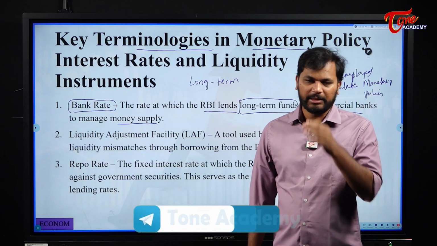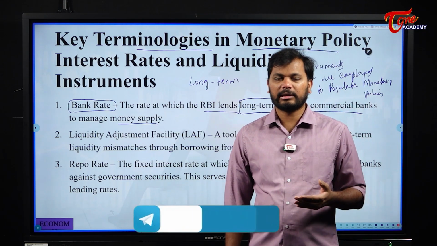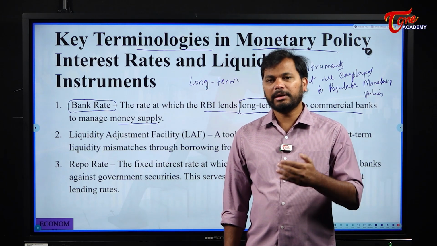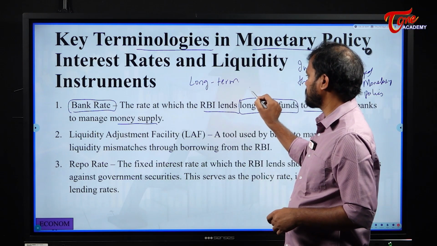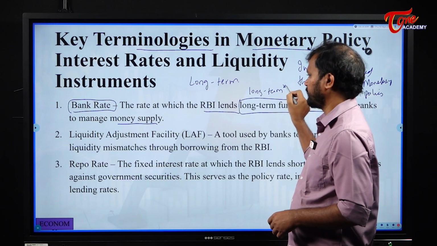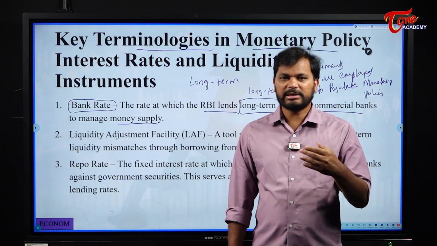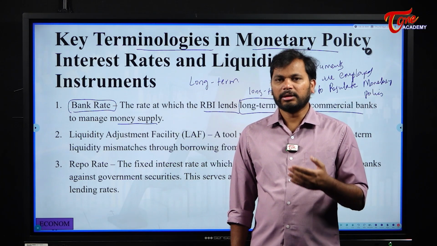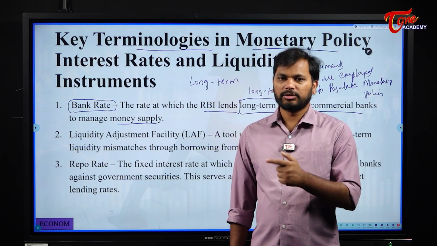If the commercial banks have a crunch of liquidity, if they have no money, then they can borrow money from the RBI at the bank rate on a long-term basis. The keyword here is long-term basis. This is the keyword. Clear? So if there is a crunch of liquidity, or if the banks are suffering with a small amount of money, the money can be borrowed from the RBI on a long-term basis through the bank rate.